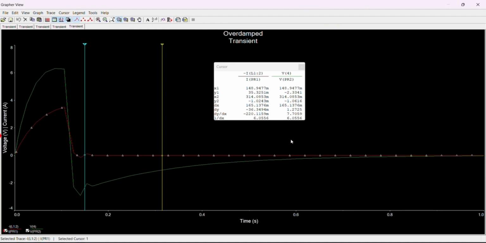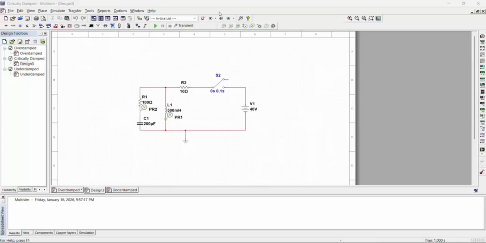After that, we can also see that the current dies out instantly because the resistance chokes it off. However, the voltage takes a very long time to return to zero, nearly a full second after the switch flips. This is called a long tail effect, which is caused by the energy in the capacitor draining out slowly. It doesn't bounce or oscillate at all.